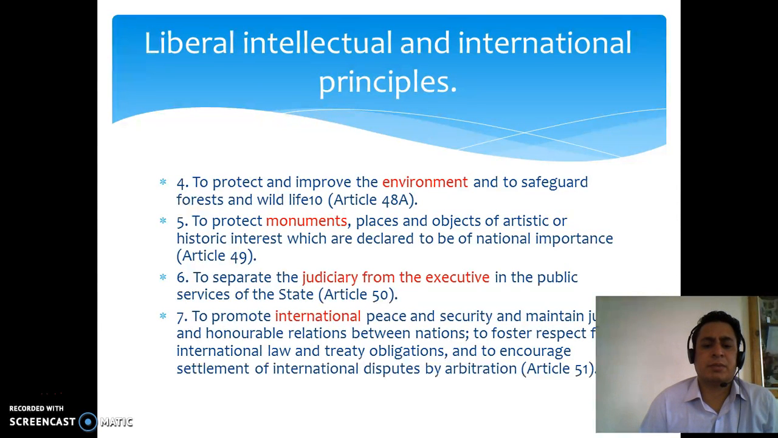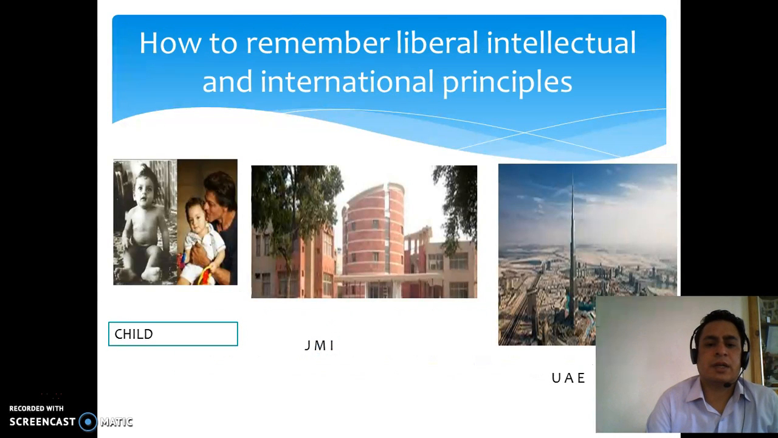मतलब अलग अलग तरीके से क्लब किया है, जैसे इंटरनेशनल प्रिंसिपल अलग से या फिर लिबरल इंटेलेक्चुअल, तो हम इसको we will try and club it here in liberal intellectual and we will say that it's an international principle also. ठीक है, अब आप इस चीज को याद कैसे रखेंगे, इस आर्टिकल को कैसे याद रखा जा सकता है.